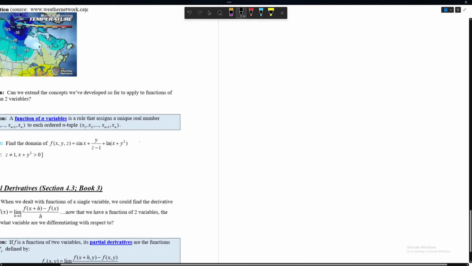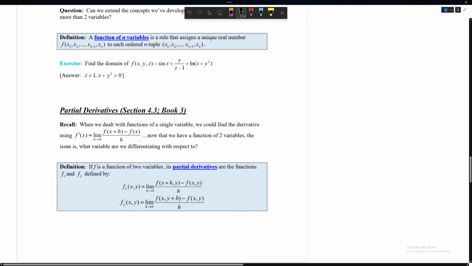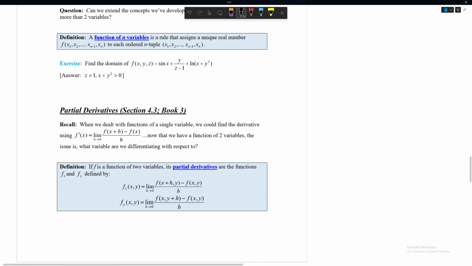All right. Now, talking about the weather, representing different things. Find the domain of f(x, y, z) on this and this and this exercise. Well, for the denominator, z can't be 0, so z cannot be 1, because if you put 1, 1 minus 1 is 0. Sine has no restrictions. For ln, x plus y squared has to be more than 0, because you cannot take ln of 0. And so what you'll get is this. Pretty easy.